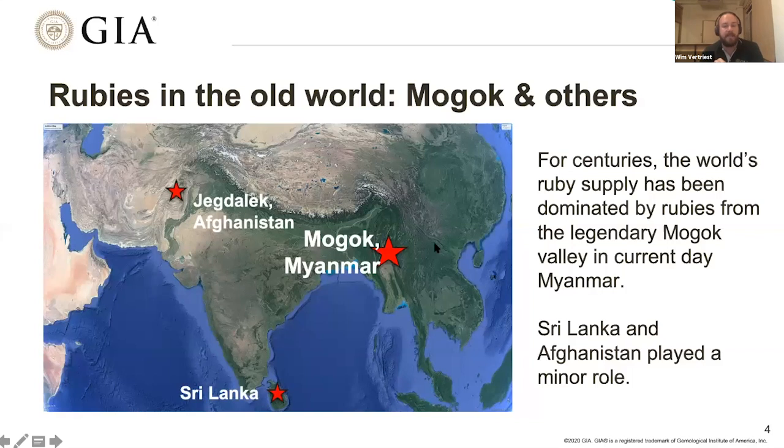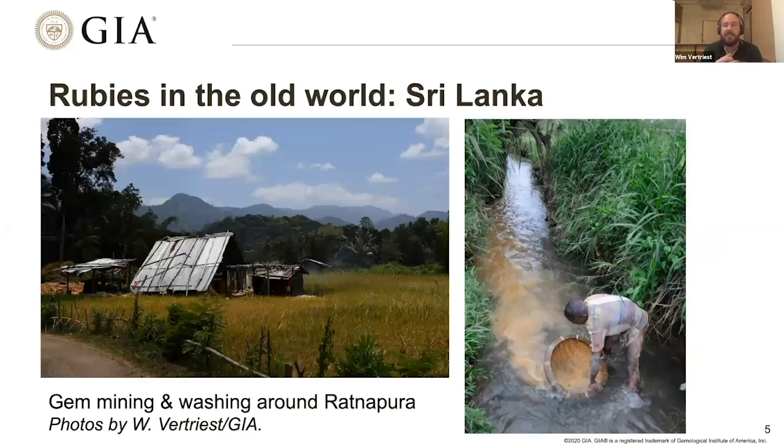Of course, two other places I want to highlight are Jegdalek, Afghanistan, which has produced some rubies, and of course, Sri Lanka. So let's start with just a little bit about Sri Lanka. Sri Lanka as a gem source is, of course, mostly known for its sapphires. Sri Lanka is sapphire land. But as we know, sapphire and ruby are the same gem mineral. So where you find sapphires, chances of finding rubies are possible.